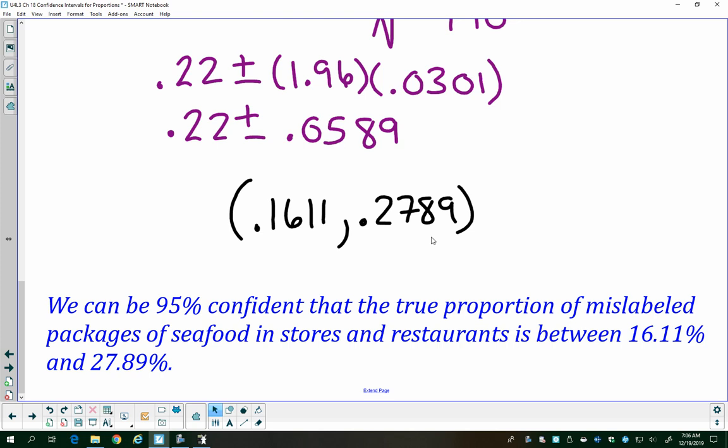It's no guarantee that the true proportion of mislabeled packages is 22%. It's no guarantee that it's between 16.11 and 27.89. But what we can say is that we have this 95% confidence level that it would be in between those two values. It's more likely than not that it's somewhere between those two values.